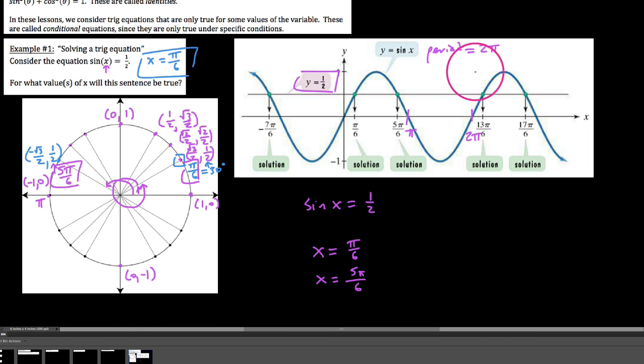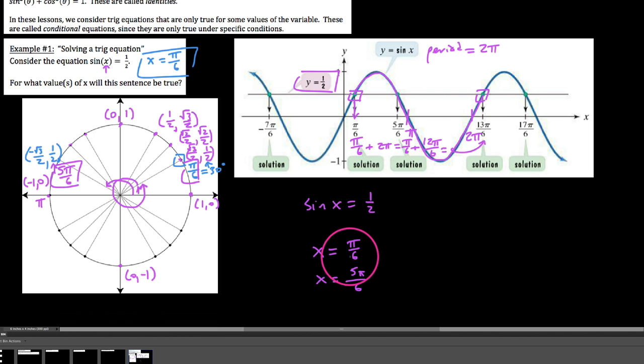Because it has a period of 2pi, that means that if we have a solution at pi/6, going through another 2pi cycle gets you to another solution right here. So we get pi/6, and we could add on the period length, 2pi. What we really get is pi/6 plus 12pi/6, and 12pi/6 plus pi/6 is equal to 13pi/6.